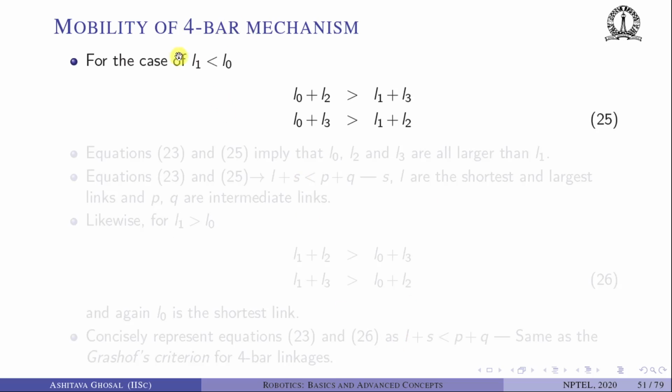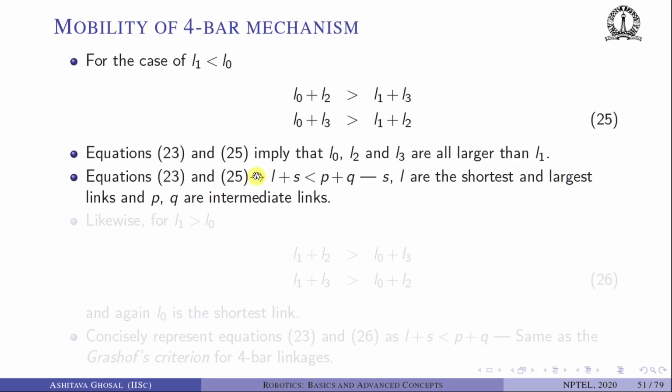So for the case L1 less than L0, if I assume that the first link, the crank, is less than the base link, we have L0 plus L2 greater than L1 plus L3, and L0 plus L3 greater than L1 plus L2. Remember, L0 is the base link, L1 is the crank, L2 is the coupler, and L3 is the output link. So equations 23 and 25 imply that L0, L2 and L3 are all larger than L1.